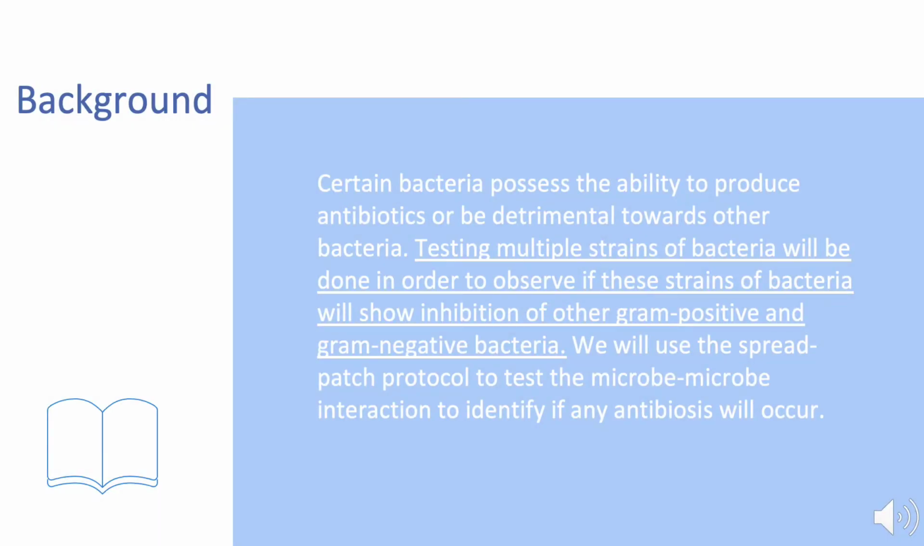Certain bacteria possess the ability to produce antibiotics or be detrimental towards other bacteria. For the purpose of this lab, we will be testing multiple strains of bacteria. This will be done in order to observe if these strains will show inhibition of other gram-positive and gram-negative bacteria, such as ESKAPE bacteria, which are common among hospitals. We will use the spread patch protocol to test the microbe-to-microbe interaction to identify if any antibiosis will occur.